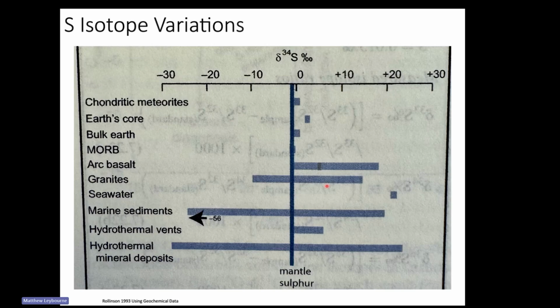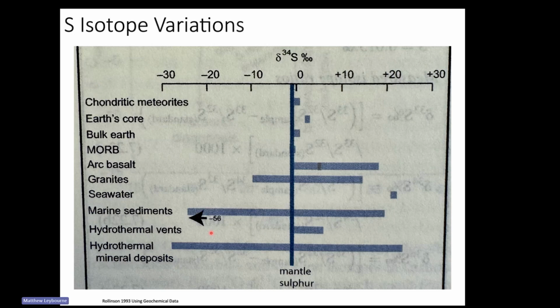Granite's quite variable. Seawater is around plus 21 per mil today, but it has varied a lot through time. Marine sediments show a very large range, and that's because of biological activity. And we can see hydrothermal ore deposits also have a very large range, partly because they represent mixtures of seawater, hydrothermal fluids, and biologically mediated reactions.